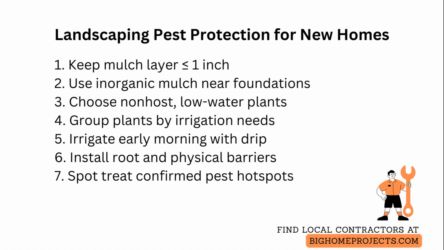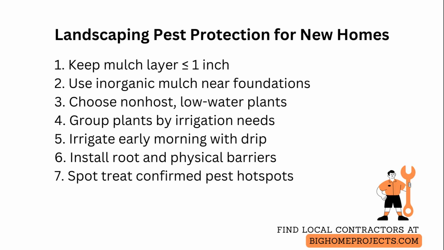Install root and physical barriers between planting beds and foundations by burying a rigid barrier 4 to 6 inches deep and extending it outward to interrupt tunneling pests and to prevent root-driven moisture migration towards the structure.